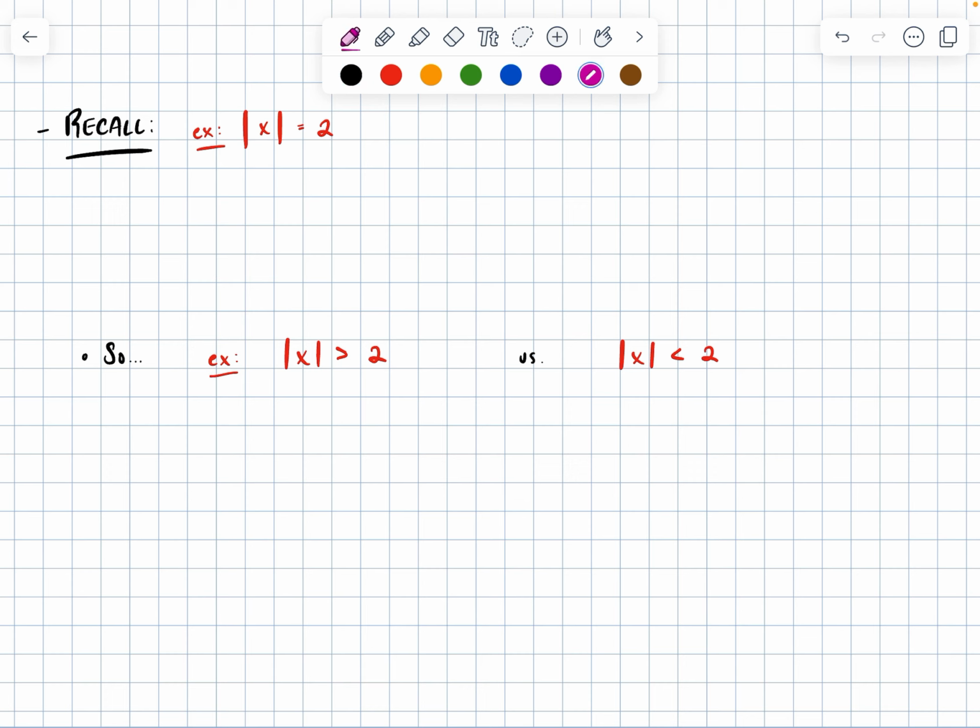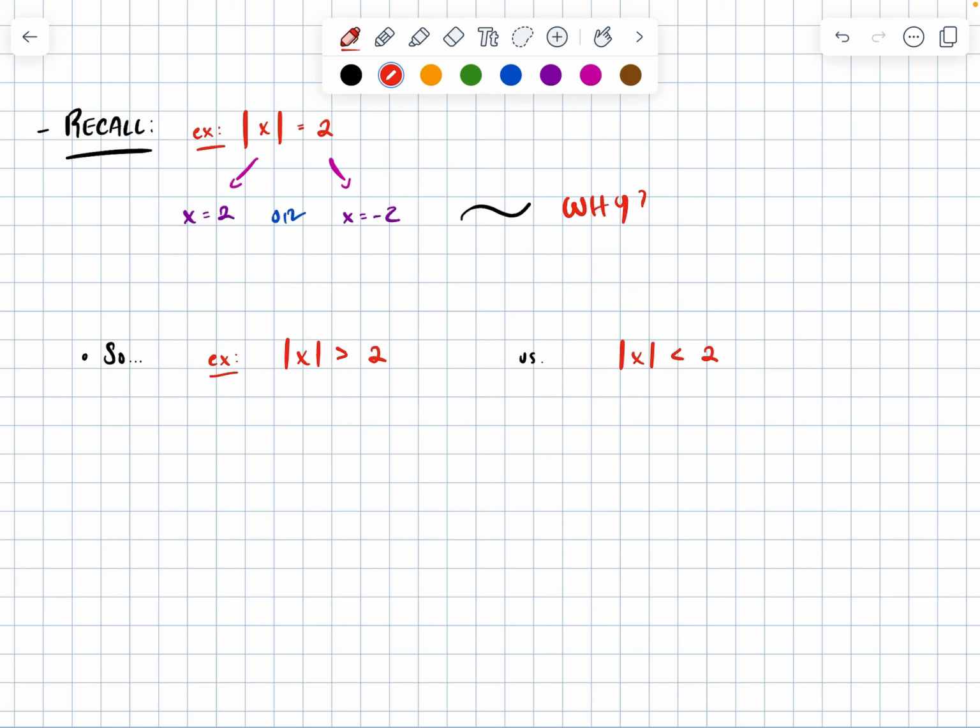Well, if the absolute value of x is equal to 2, remember, I've got two options. The two numbers that have an absolute value of 2, right? X could be positive 2 or negative 2. Both of these have an absolute value of 2. So that's the answer to my question.